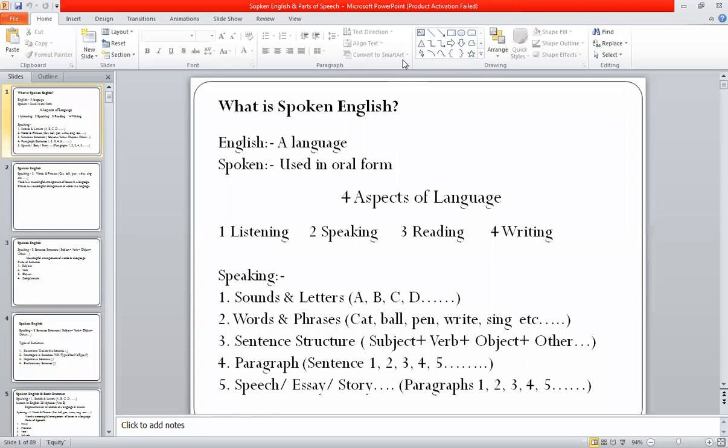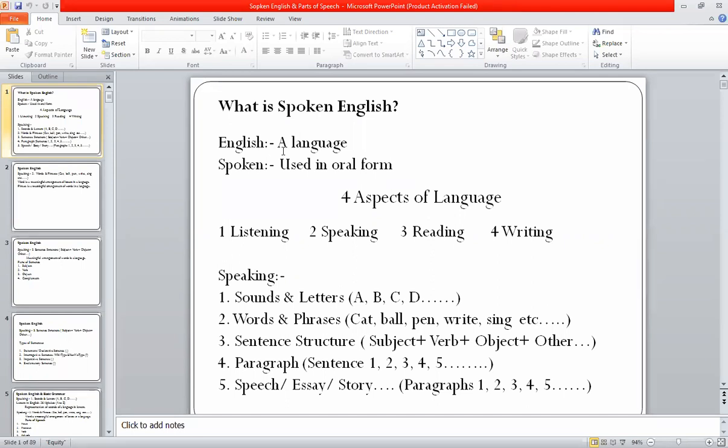The 4 aspects of the language are: first aspect is listening, second is speaking, third is reading, and fourth one is writing. So these are the 4 aspects: listening, speaking, reading, and writing.